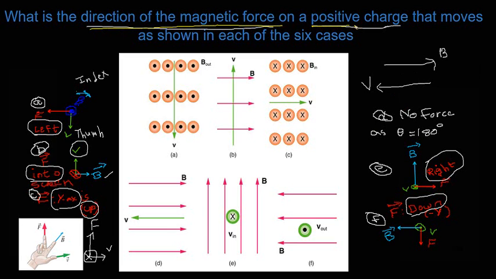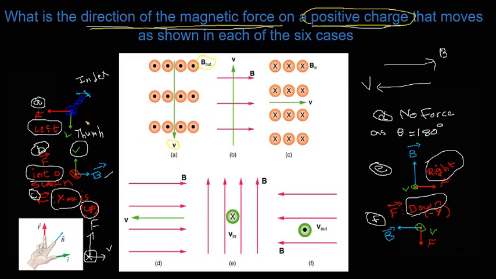The charge is given to be positive, that moves as shown in each of the 6 cases. In each of the 6 cases we are given the direction of the velocity vector and the field vector, and we are asked to calculate the direction of the Lorentz force using Fleming's rule.